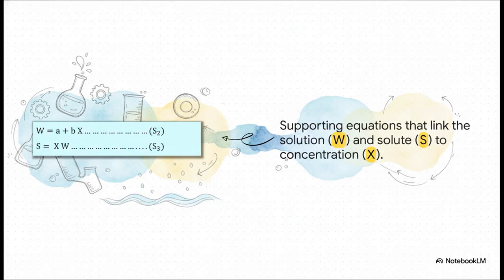Now, to get that main equation to work, we need a couple of little helpers. You can think of them as the support crew. The first one tells us how much liquid is still clinging to our solids, and the second one helps us figure out how much of our valuable solute is left in that liquid. They work together to feed our main equation.